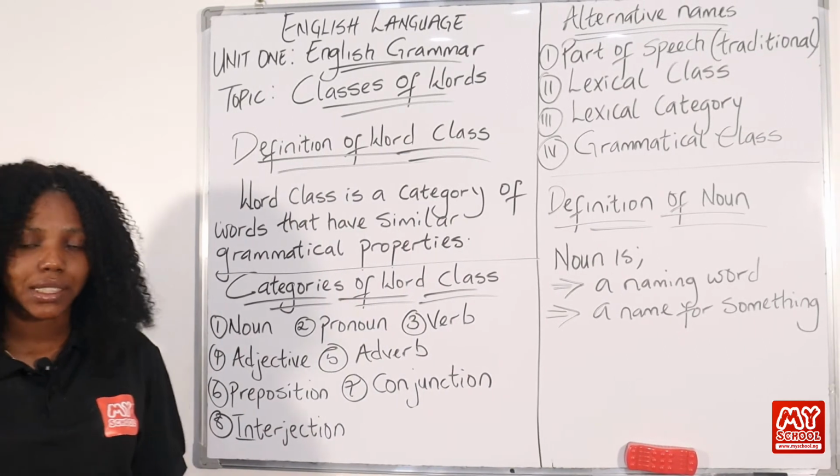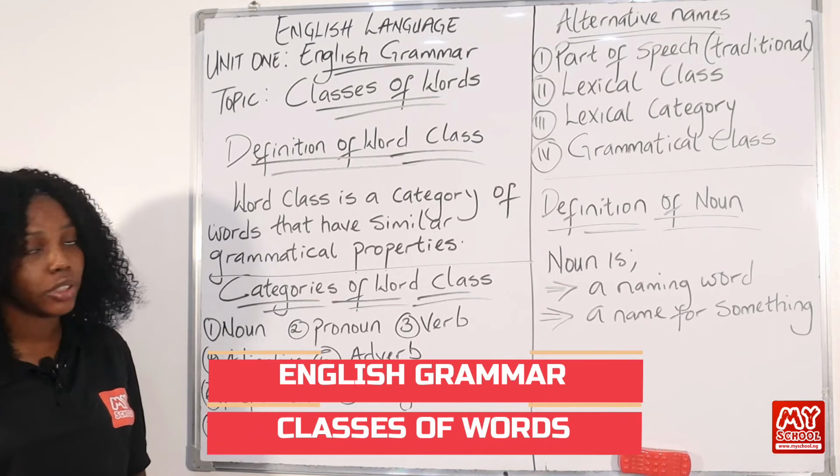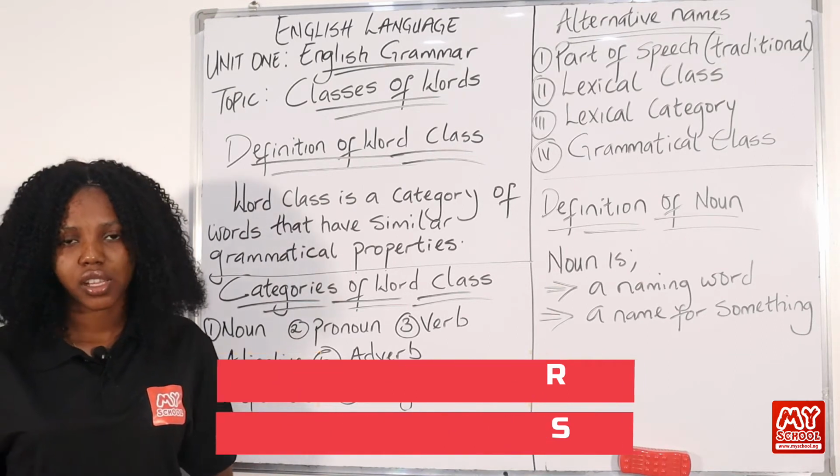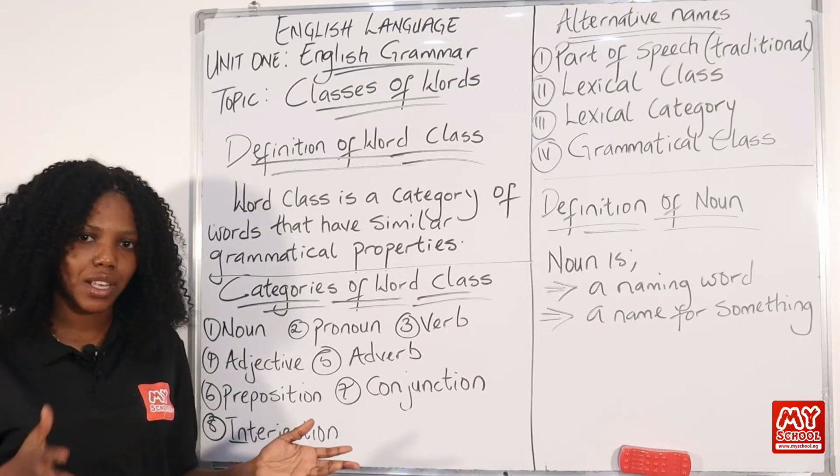Right now we're starting with Unit 1, Topic 1. Unit 1 is English grammar, and the first topic is classes of words. There are 5 objectives for this section, and we hope you learn 5 things at the end of the section.